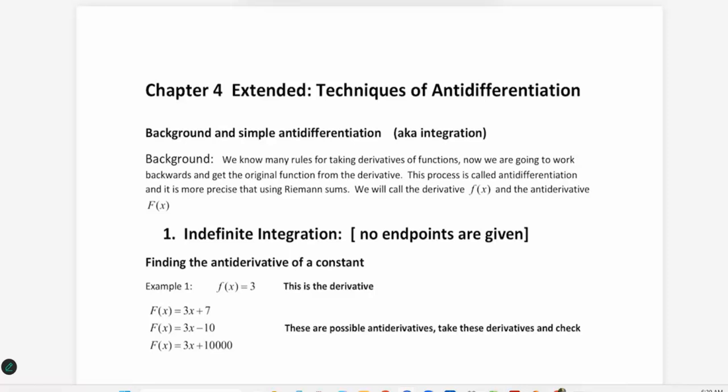So we're going to call the derivative this time f of x. And the antiderivative is going to be capital F of x. Okay, so get that notation down because that's important. So let me just highlight that. Okay, so here's your derivative and here's your antiderivative.